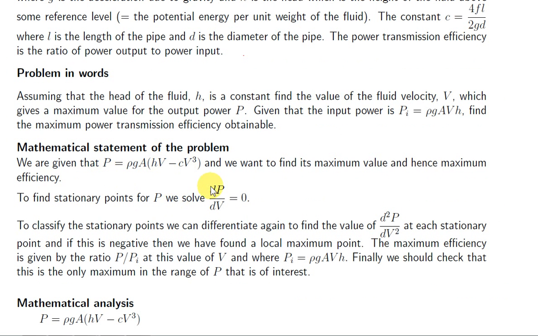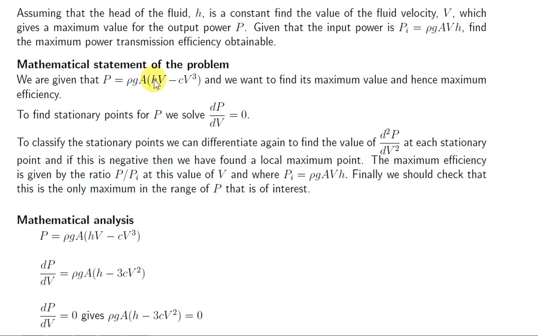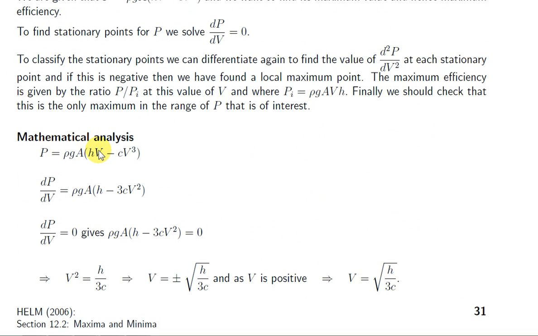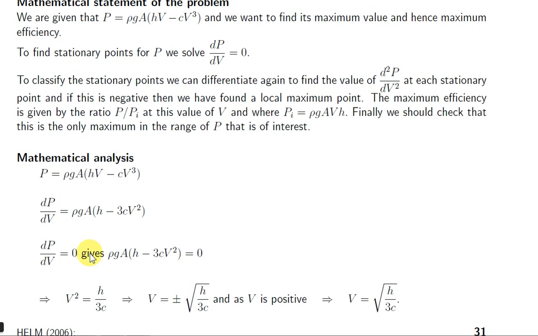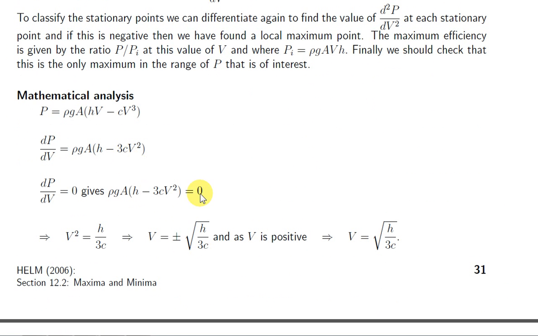So to do that, we have to solve the equation dP/dv equals 0. So this is straightforward. ρ, g, A, h is a constant in front of v, so when we differentiate this first term with respect to v, we just get ρ, g, A, h. And when we differentiate this term with respect to v, we bring the 3 down, so we get minus 3c v squared times the ρ, g, A. We can leave that constant in front. So it's a straightforward polynomial in v, so it's easy to differentiate. We set the derivative equal to 0 and we solve for v.